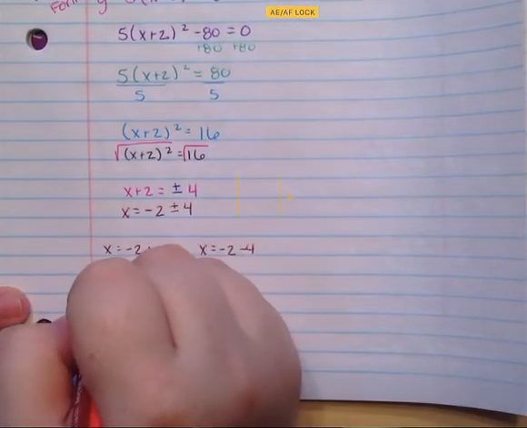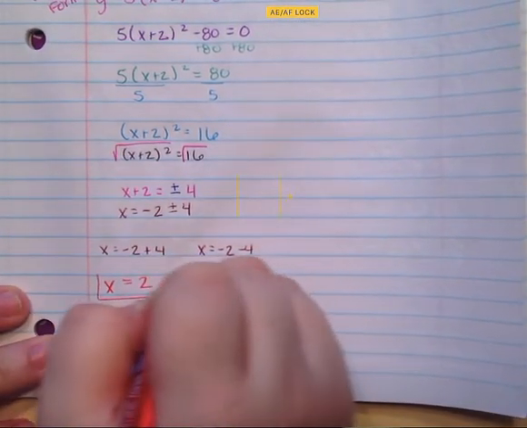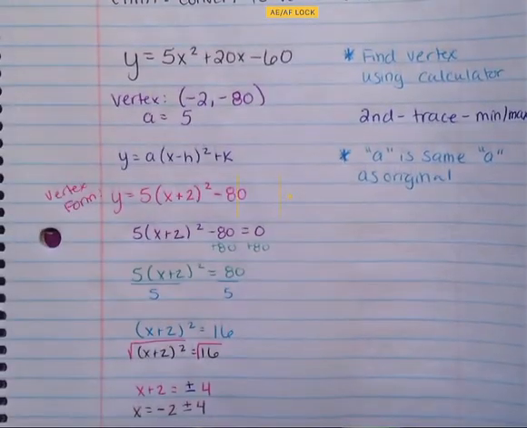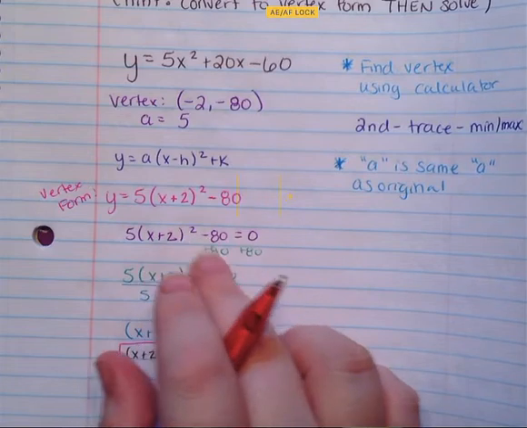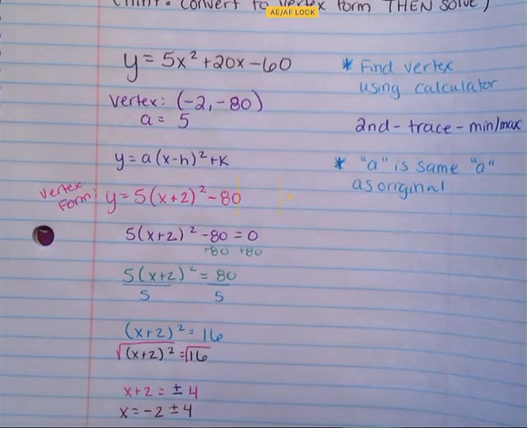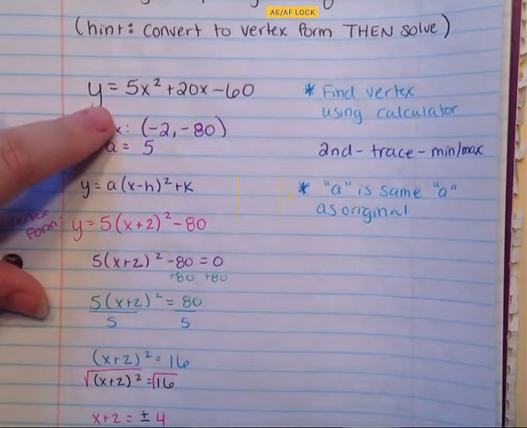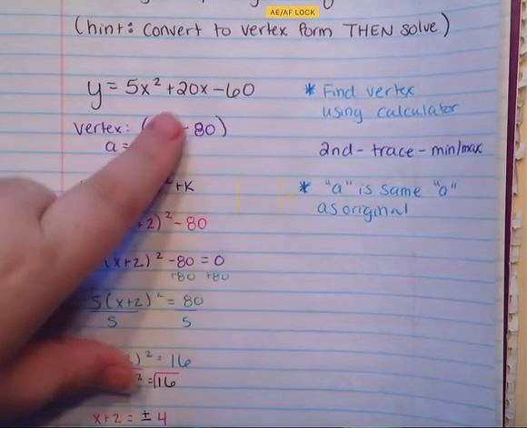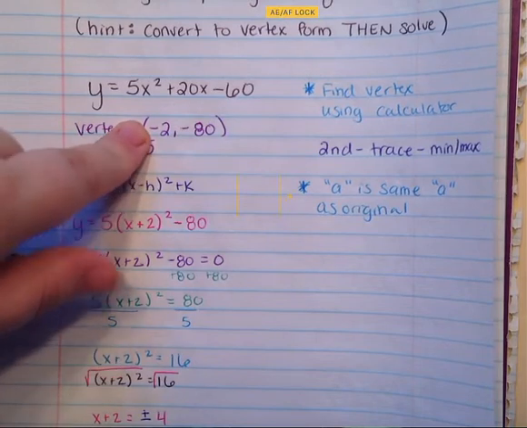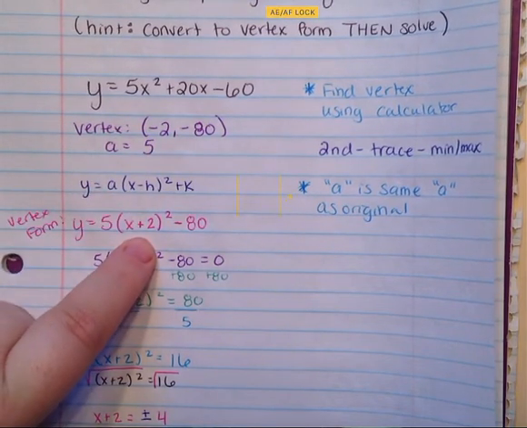The reason why I wanted to explain this one is because if your a value is not 1, you can still convert this into vertex form and solve using square roots. This is why completing the square can still work, because completing the square creates it into vertex form, and all quadratics have a vertex. So if your a is not 1, you can actually just find the vertex using your calculator, and your a value is still the same. Then just put it into vertex form. Then just solve.